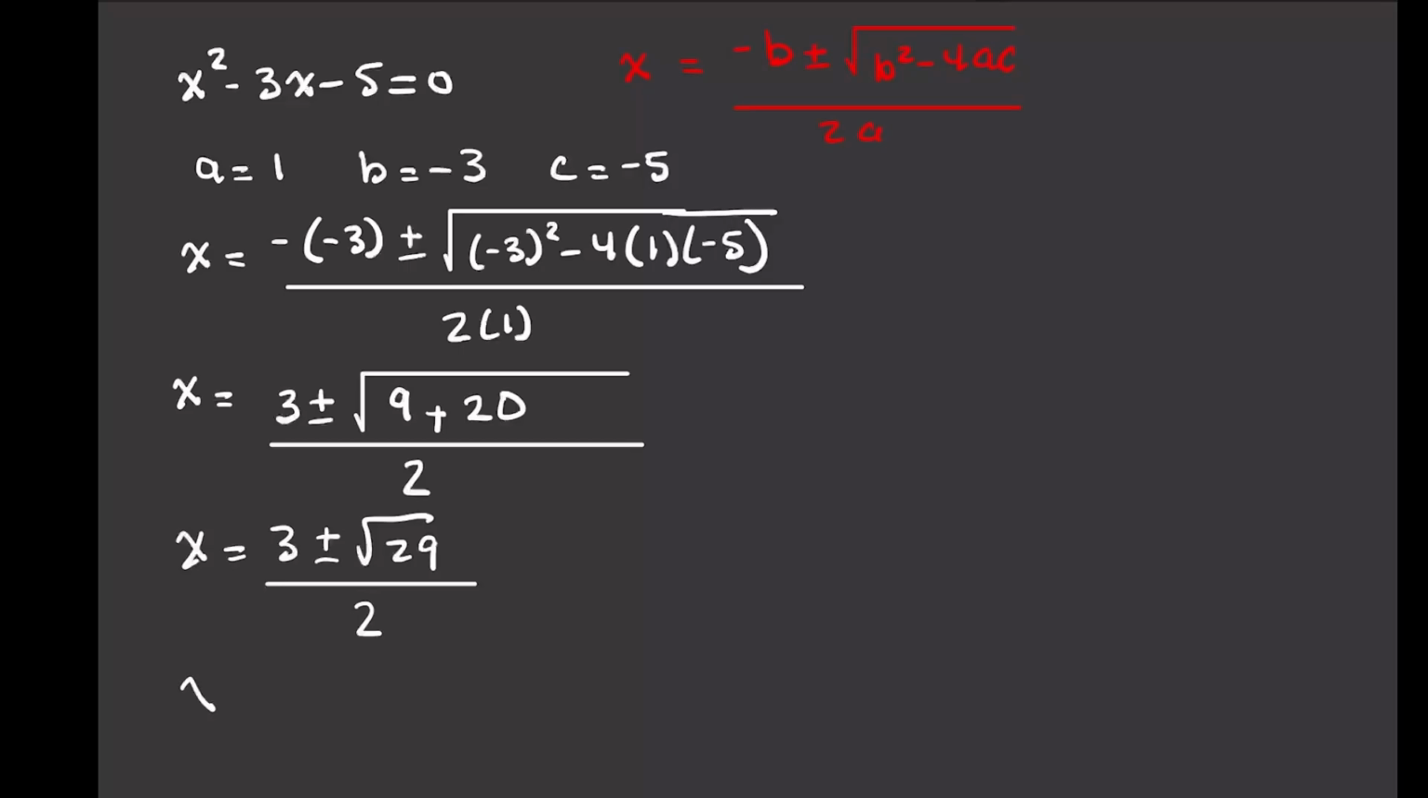Again, I can write my answer as two solutions: x equals 3 plus square root of 29 over 2, and x equals 3 minus square root of 29 over 2.